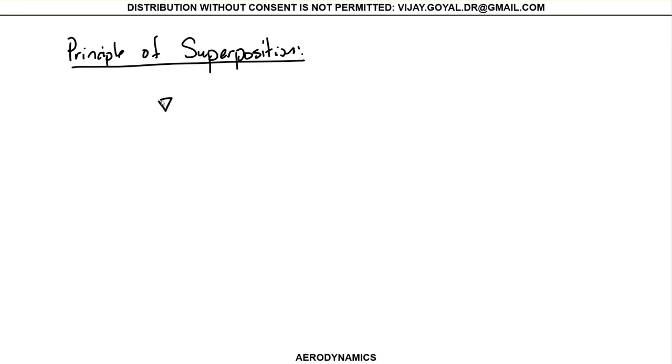So there are a couple of rules, what I call the basics of potential flow, and that's what we're going to discuss now. One of the things is that potential flow follows the principle of superposition. Okay, the principle of superposition works as follows.